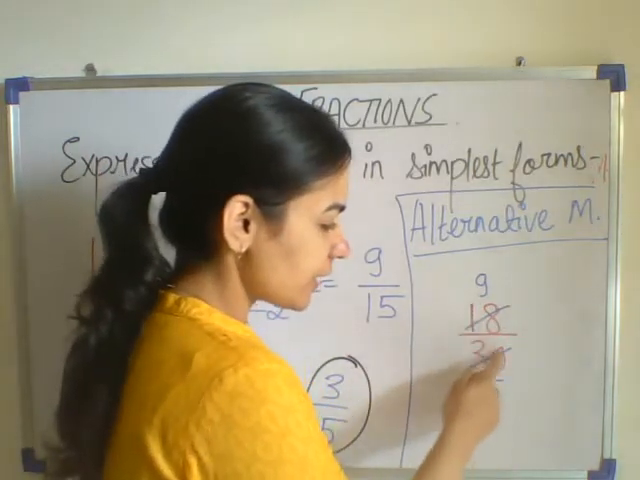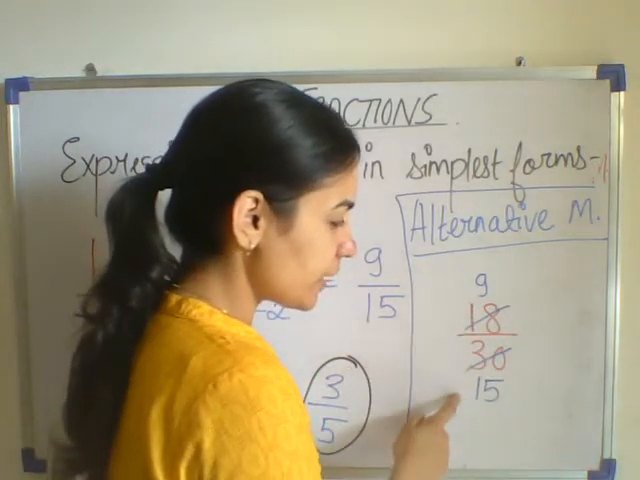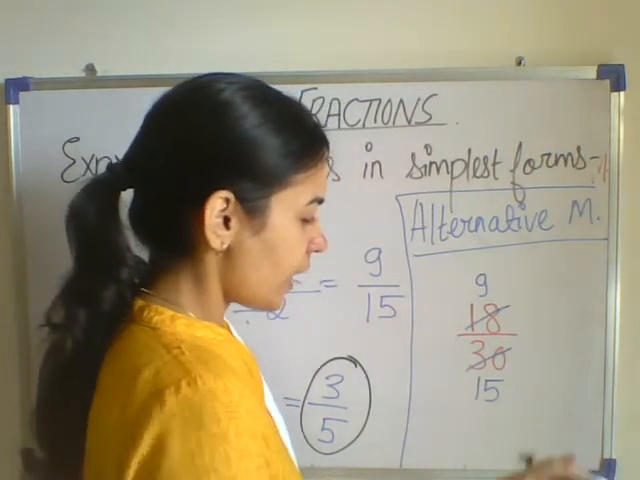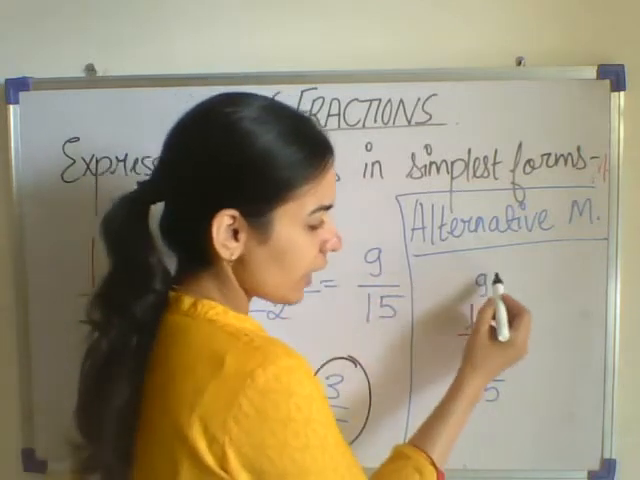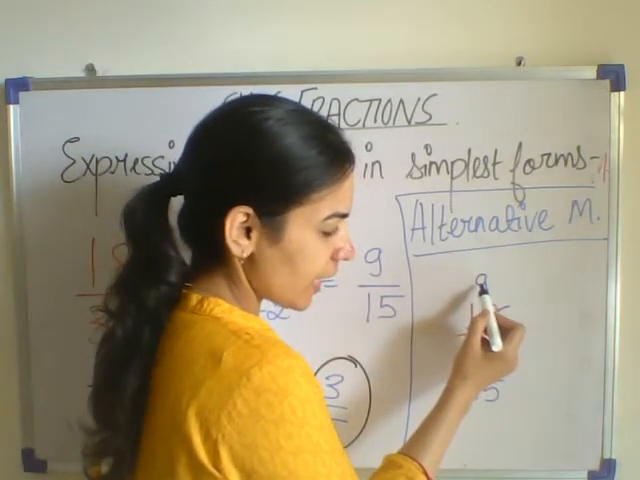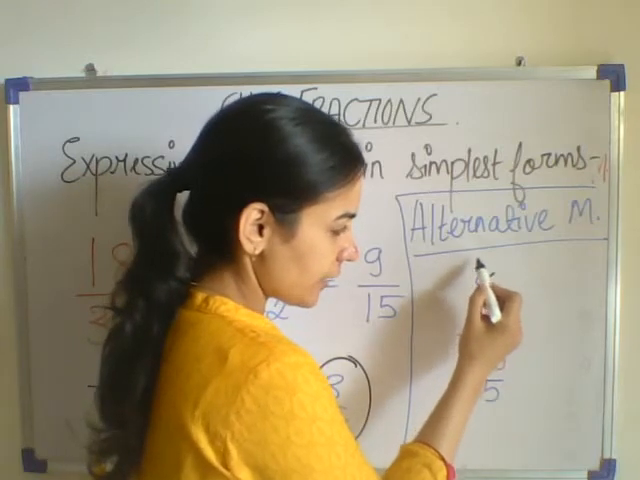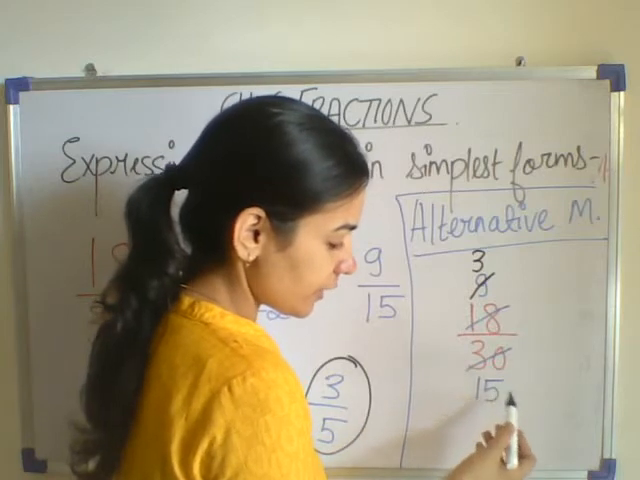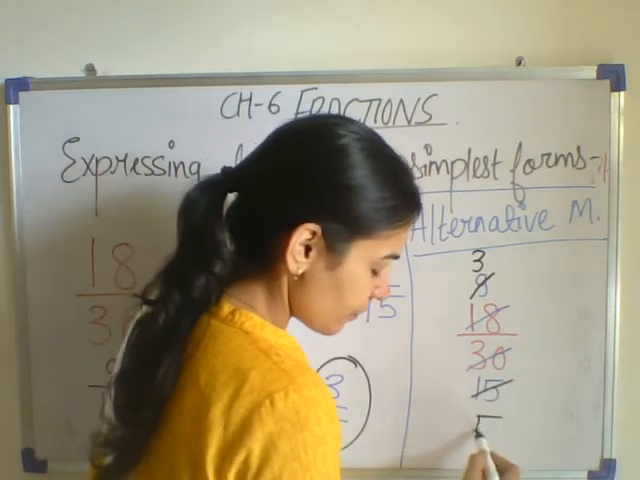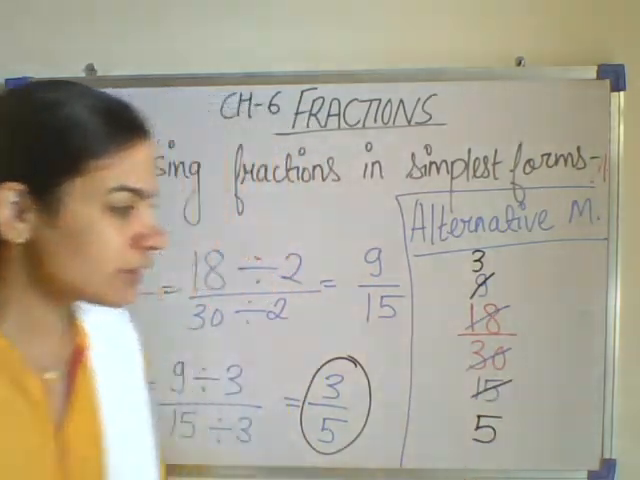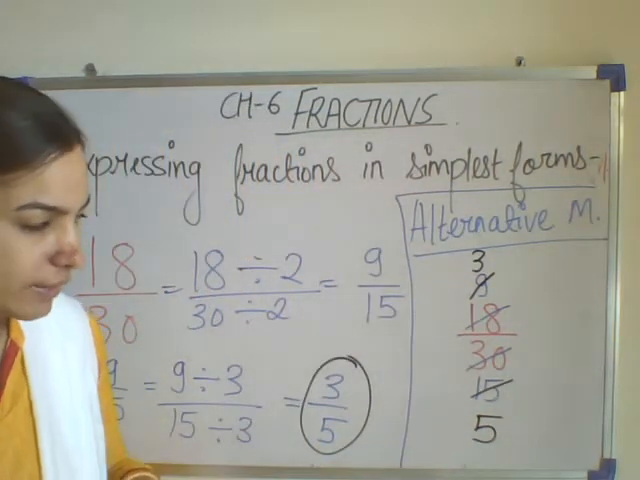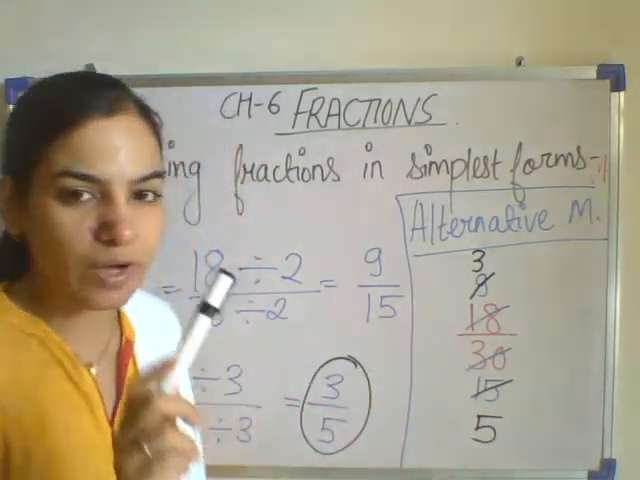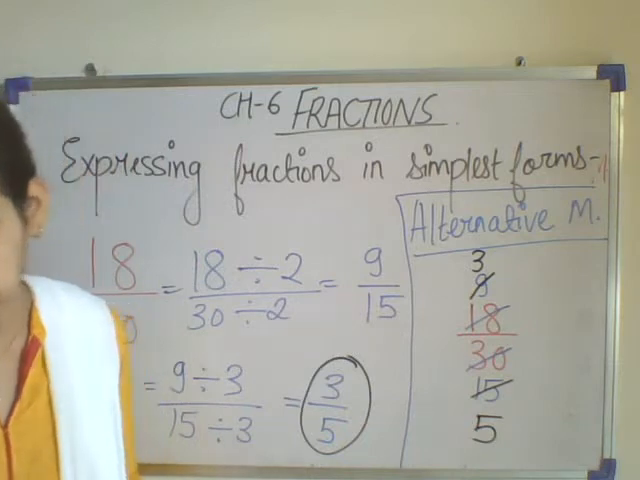I have cancelled 18 and 30, then I have written 9 by 15. It means that I have done the division. Then next, again I will be doing the division. So again I will be cancelling it. I will be dividing 9 by 3, so 9 divided by 3 is 3, and 15 divided by 3 is 5. So I get this answer. This is the alternative method. In the alternative method, we keep on cancelling until the numbers come which have only 1 as their common factor.